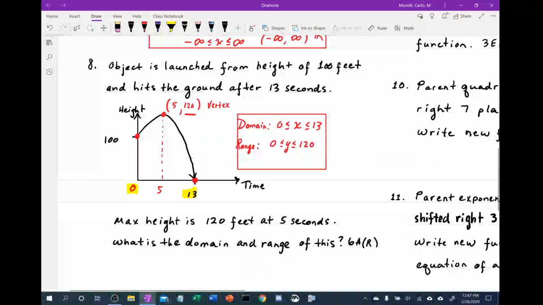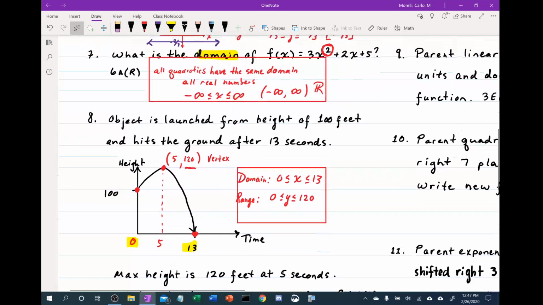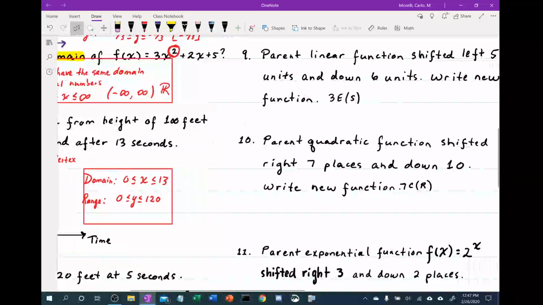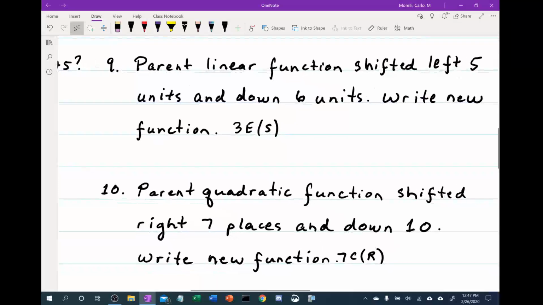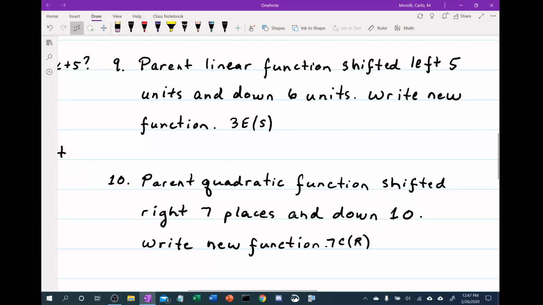I want to let you know that I basically just rewrote a question out of the STAR test using different numbers. So that was easy. Number 9. Let's go find that. Where is it? Over here. Parents. What? No. These are called parent functions. Well, we're going to talk about this here.